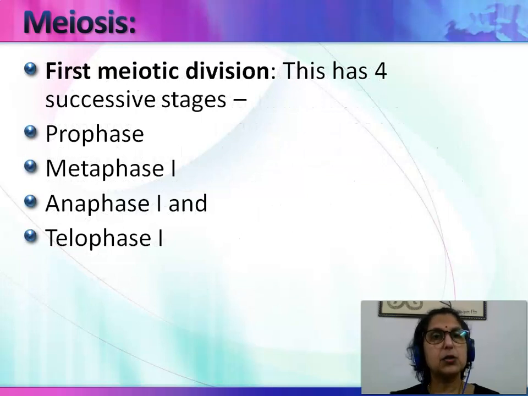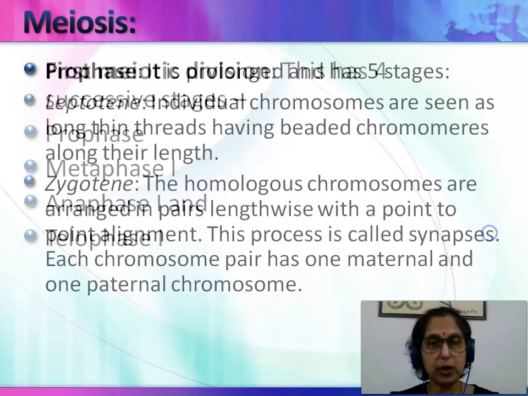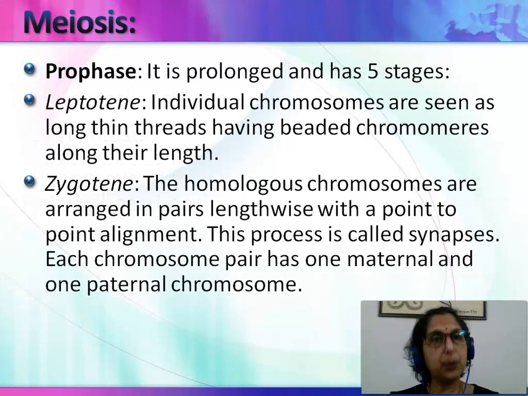So let us now see the first meiotic division. This has four successive stages: prophase, metaphase 1, anaphase 1 and telophase 1. Prophase. This is a prolonged stage and further can be divided into 5 substages. Leptotene. Herein, the individual chromosomes are seen as long, thin threads having beaded chromomeres along their length. Next is the zygotene stage.